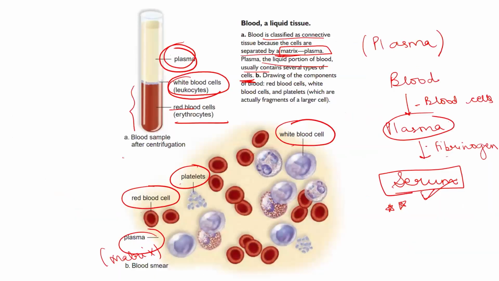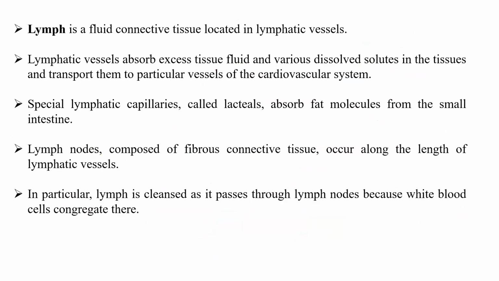So the next type of fluid connective tissue is the lymph. It is also a fluid connective tissue which is located in the lymphatic vessels. Lymphatic vessels absorb excess tissue fluid. So whenever there is an excess of tissue fluid, they absorb that tissue fluid and various dissolved salts in the tissues and transport them to a particular vessel of the cardiovascular system, which is the lymphatic vessel.